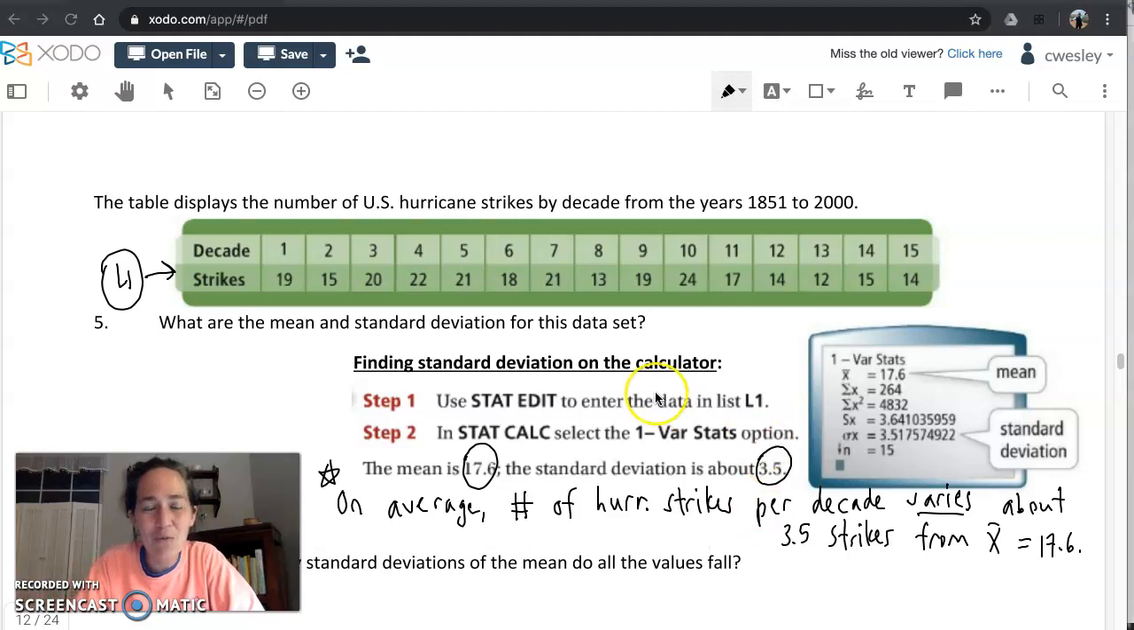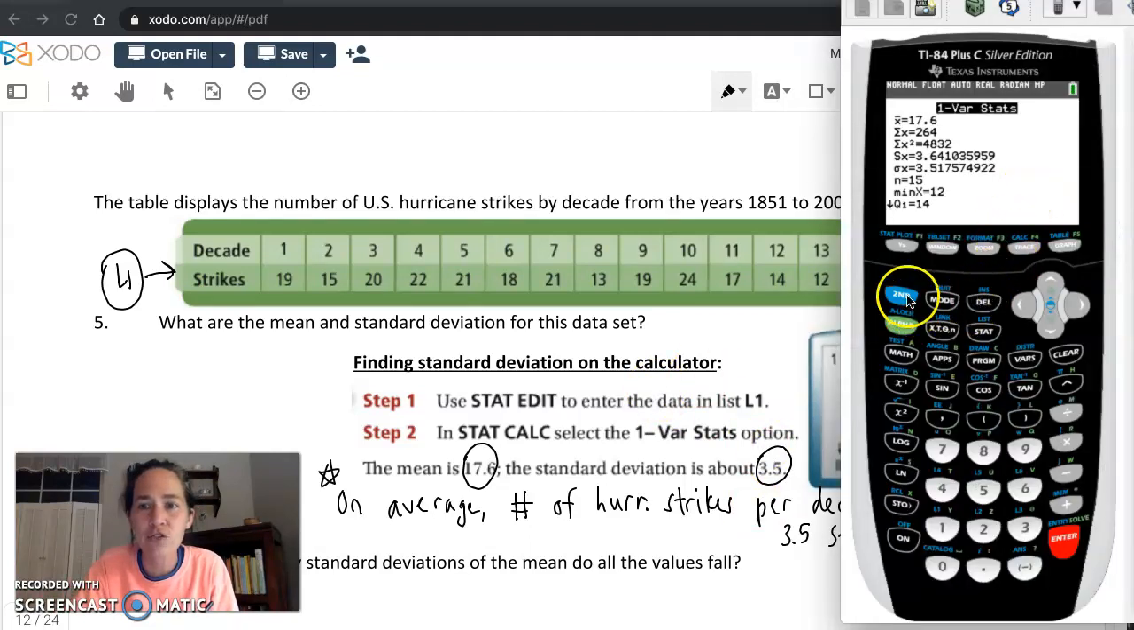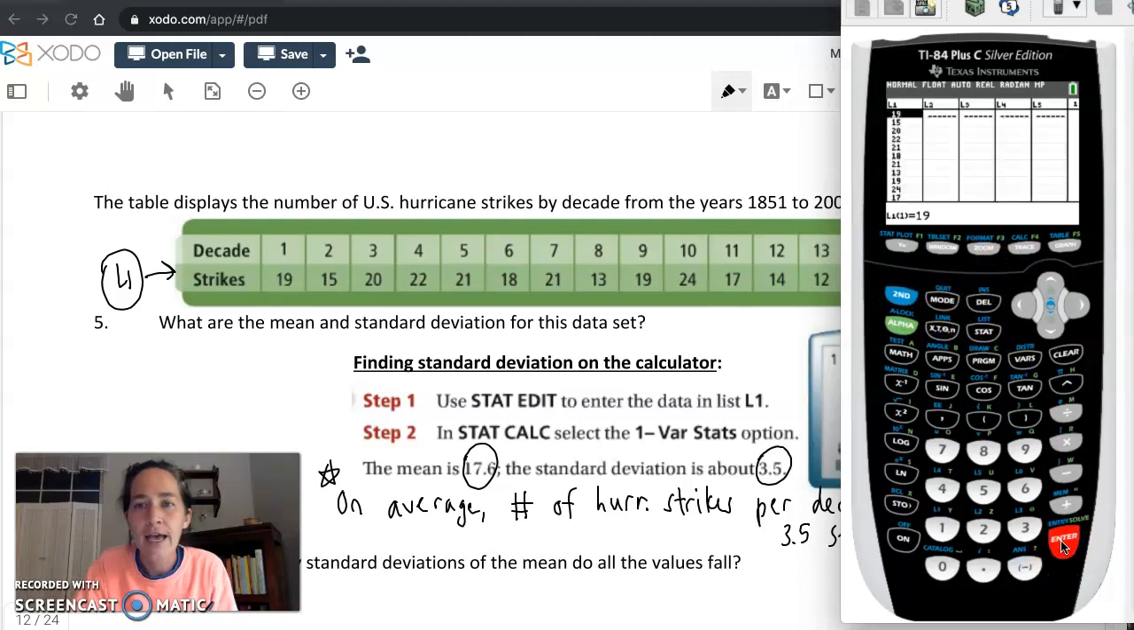Next up, we had this data in our calculators from last time. So you put the number of hurricane strikes into L1. So I'll just go stat edit so I can see the numbers. And I want to do something to this list. Now, we went over last time how the calculator lets us find things like mean and standard deviation very easily. I guess I could go back to that too.